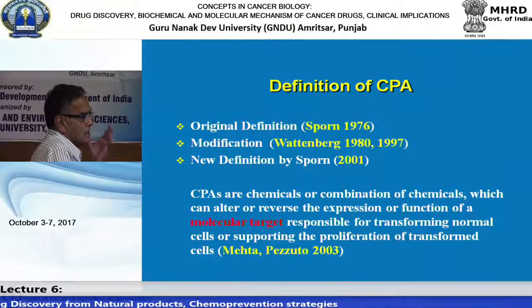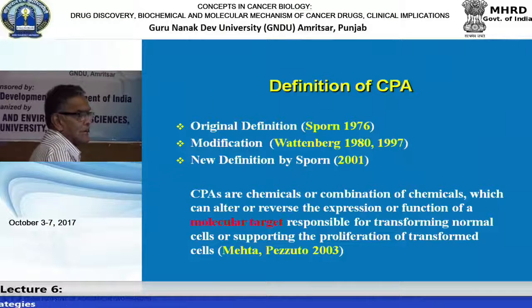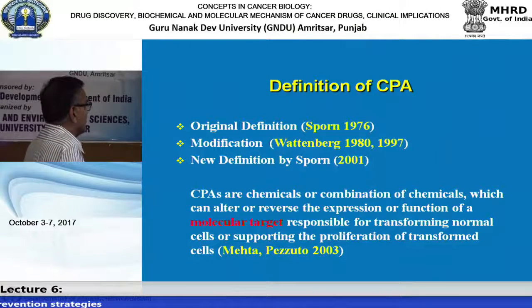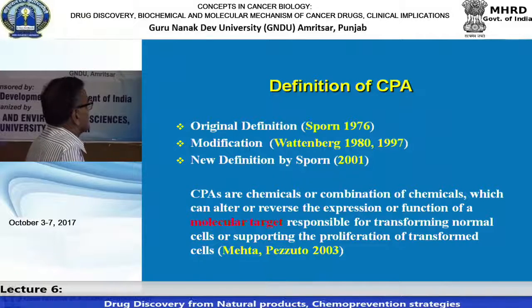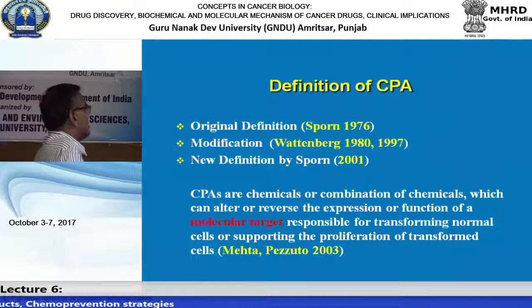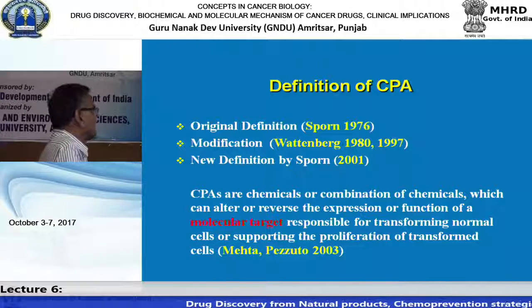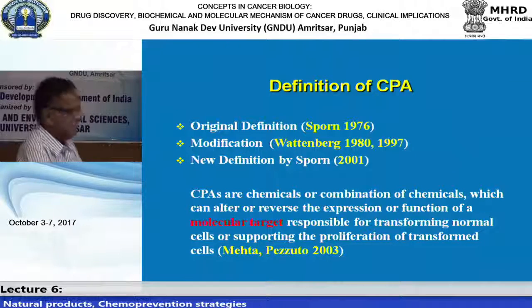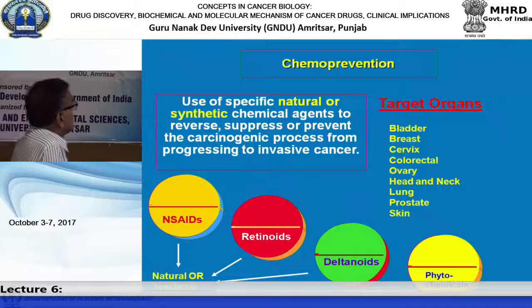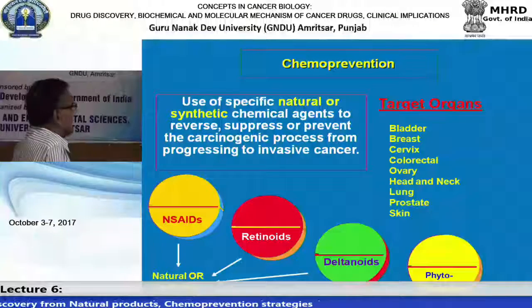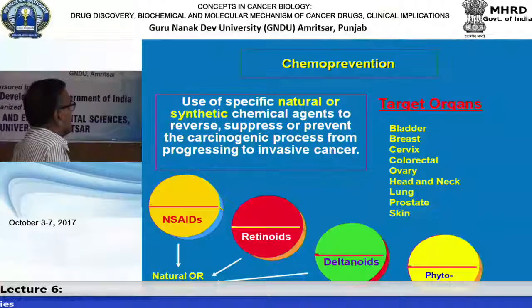What are the targets? Receptors are targets, kinases are targets, adapter proteins are targets, signal transducing molecules are targets. So the compounds that specifically reverse or inhibit the molecular targets that are responsible for transforming normal cells or supporting the proliferation of transformed cells, that's what we call chemoprevention. This is now a very well accepted definition. Chemoprevention uses either natural or synthetic chemical agents to reverse, suppress and prevent the carcinogenic process.